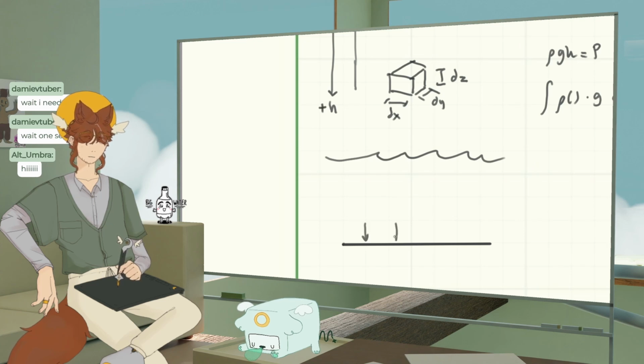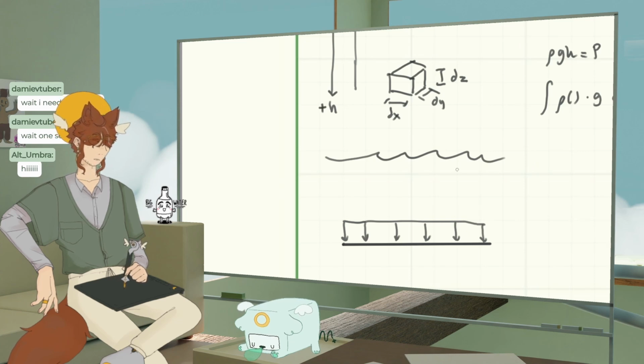We know that there's some sort of pressure gradient on this submerged surface. And let's say that this is a uniform pressure gradient. This is just sort of static water. There's nothing special about it. It's not like we're defining a special pressure gradient.